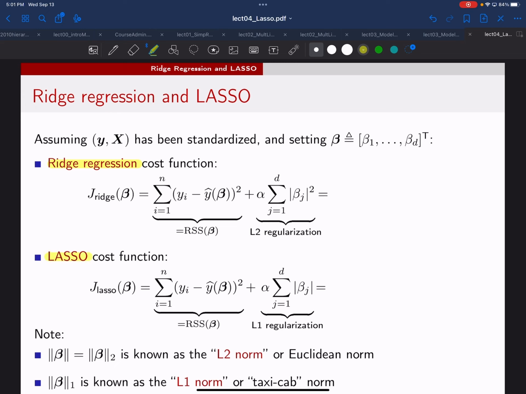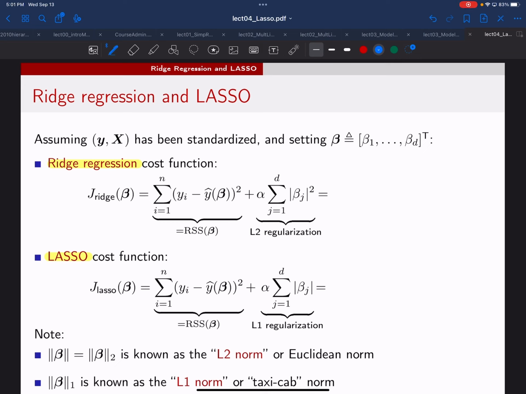Lasso stands for the least absolute selection and shrinkage operator. It's a mouthful, so people just call it lasso. There's another way we can write this. It's a little bit more convenient than writing it with the summations.